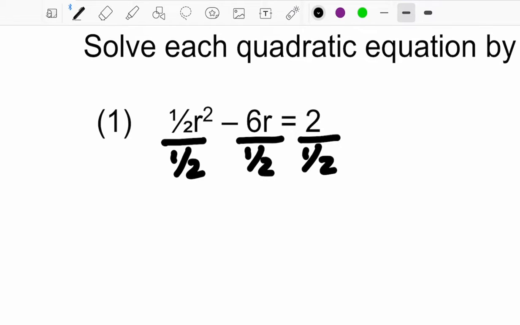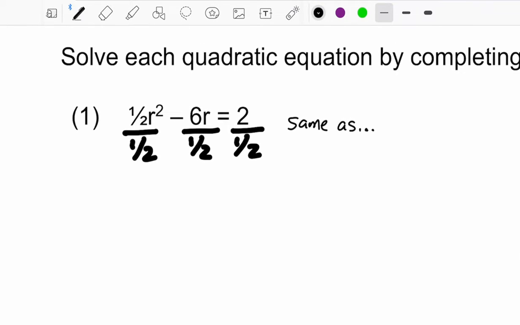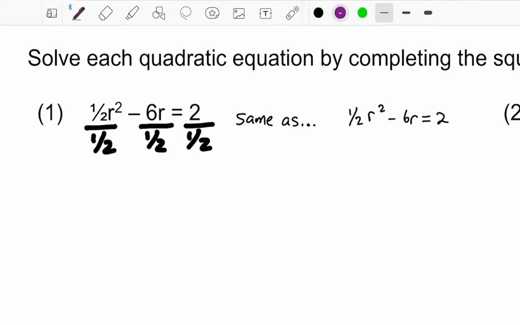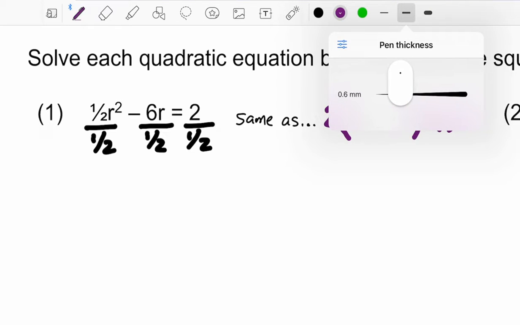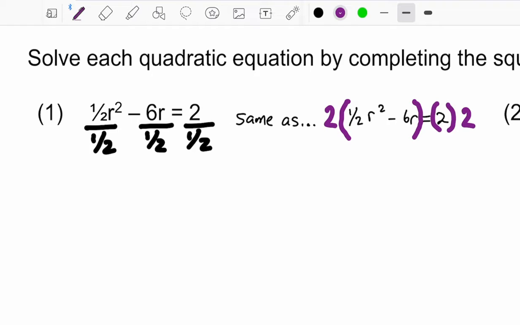All right. But that's going to be the same as taking that original equation, 1/2 r squared minus 6r equals 2, and multiplying the whole thing, both sides, by 2. All right, so if I just pop this set of parentheses around both sides and multiplied by 2, I would get the same thing. All right. So, and I'll just do it both ways, you'll see.